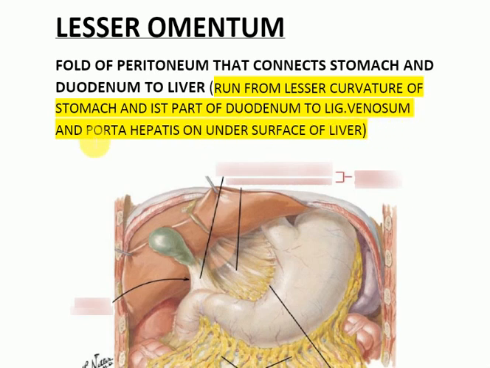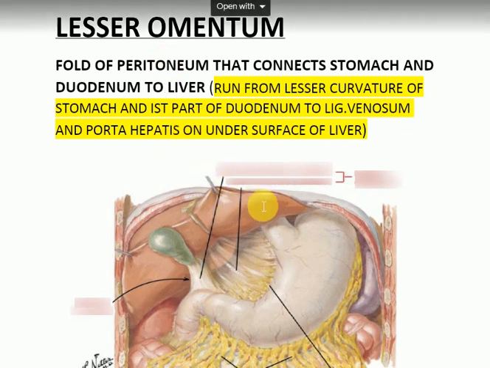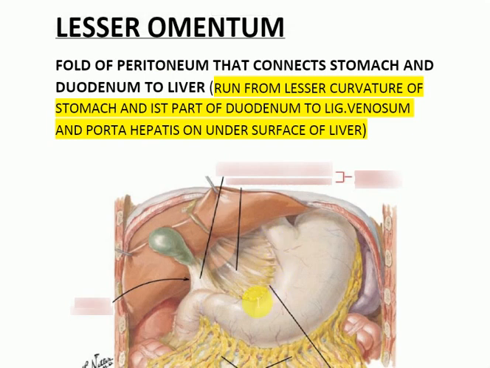Then the porta hepatis, it is actually the main gate of the liver, and it transmits the common hepatic artery, common hepatic duct, and hepatic portal vein, but also the nerves and lymph nodes. So lesser omentum is the fold of peritoneum that connects the stomach and the first part of the duodenum to the undersurface of the liver.